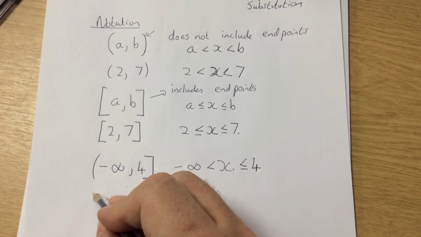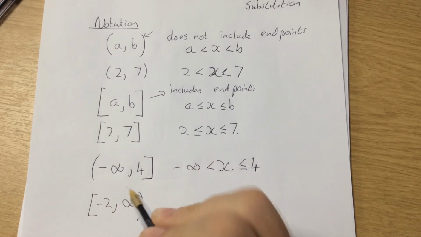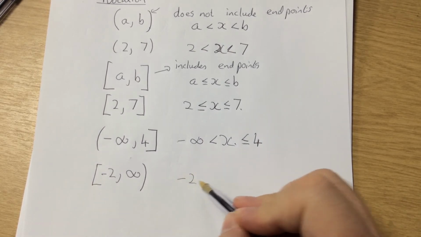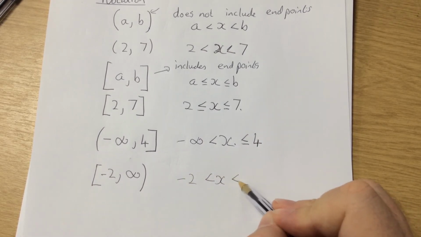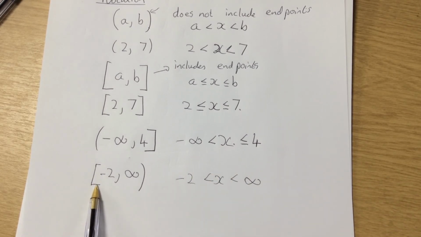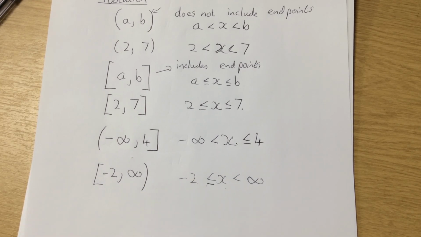If I put this one down, this time I put a square bracket on the minus 2. If I write it between minus 2 and infinity, because it's a square bracket, it includes it. So I'm going to change that to a bigger than or equals, or less than or equals, depending which way you're looking at it from. That one would take every value from minus 2 up to infinity.